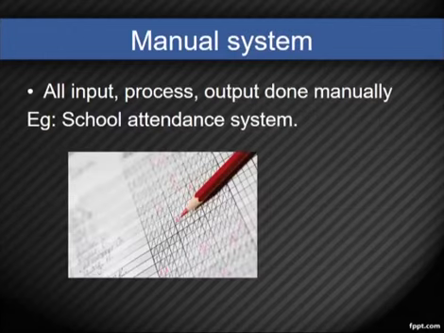In a manual system, most of the input, process and output is done manually by humans, like a school attendance system. The teacher takes the attendance of the students and marks the register, and counts how many students are absent and how many attended. The teacher can calculate those things. So that is the manual system. Input, process, and output are all done manually.